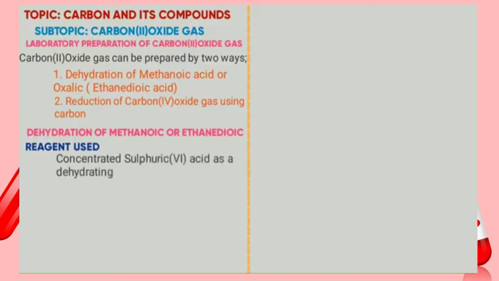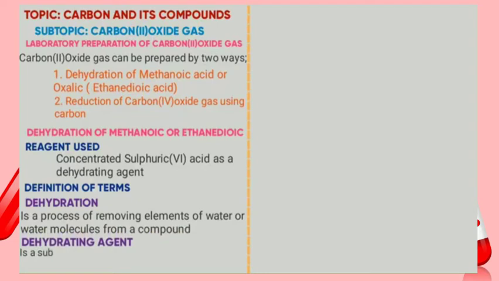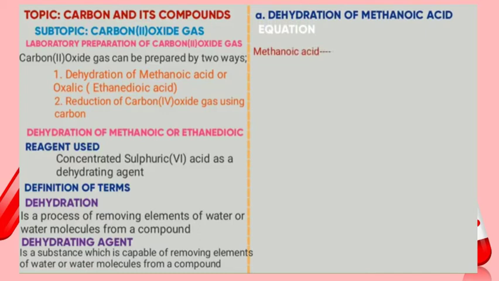So first we begin by looking at what dehydration is. Dehydration is a process of removing elements of water or water molecules from a compound. A dehydrating agent is a substance which is capable of removing elements of water or water molecules from a compound. So A, dehydration of methanoic acid. The word equation is methanoic acid, with concentrated sulfuric acid, gives carbon II oxide plus water.